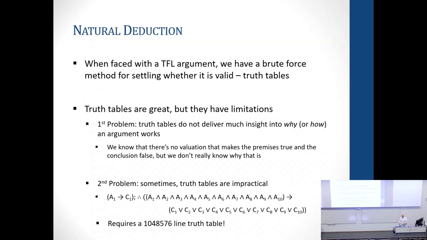But the more interesting issue is that truth tables are a blunt instrument, right? They don't provide what we might call insight. That is, they can show you that an argument's valid or invalid, but when the argument's valid, they don't show you why. So they don't show you how it is that you can go from the truth of the premises to the truth of the conclusion. And that's problematic if you're interested in the kind of rationale, right? You actually want to know why the argument works, not just that it does.